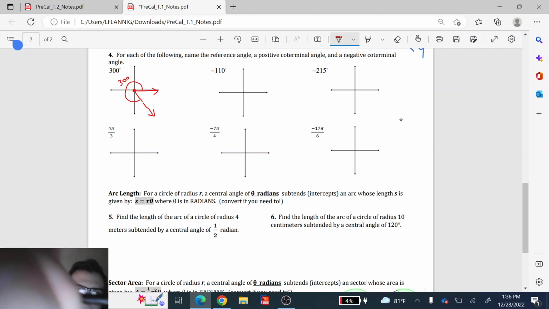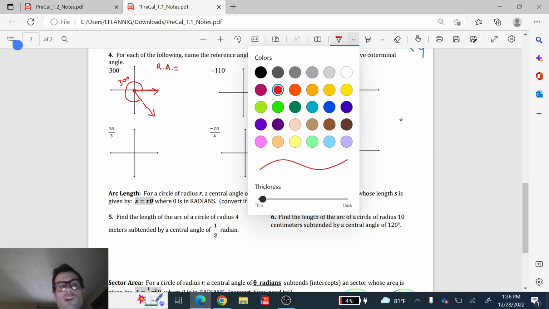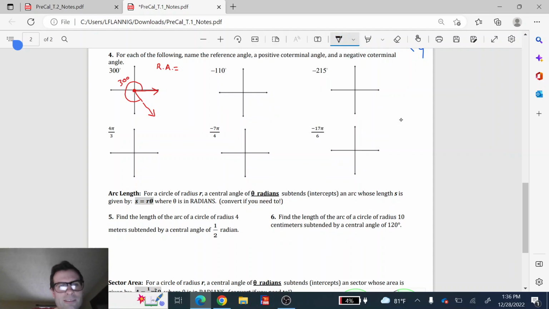Our first thing we want to find is the reference angle, which I'm going to label as RA. Again, it's the angle that is closest to the x-axis. So we look here. The closest way to get there is just to add 60. So the reference angle is 60 degrees.